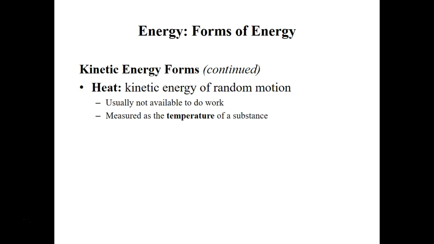And then one form of kinetic energy that is not usable is heat. So anytime we convert energy from one form to another form, so chemical energy to energy of motion would be an example, we release heat as a byproduct.